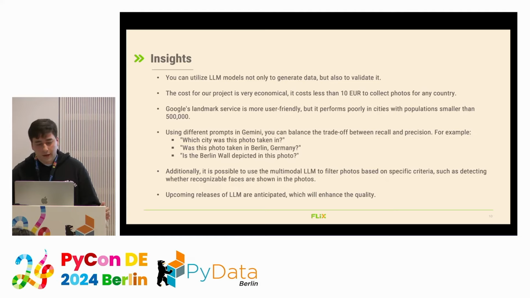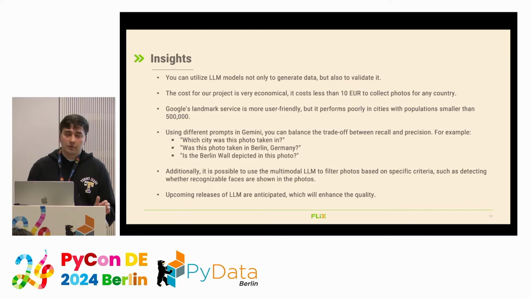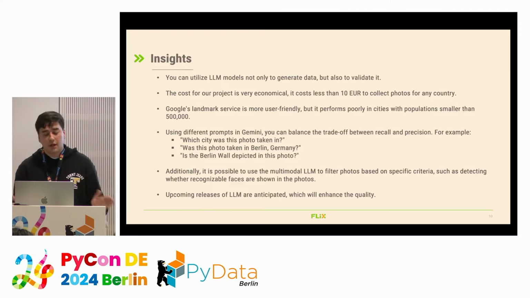It also depends on what you want from the project. Do you want to collect as many photos as possible, or do you want to collect photos as accurately as possible? If you want accuracy, use the less broad prompt, namely which city was this photo taken in, and don't provide the city name. If you want to collect as many as possible and can tolerate false positive results, you can even provide a landmark name and just ask a binary question: is the Berlin Wall depicted in this photo or not?